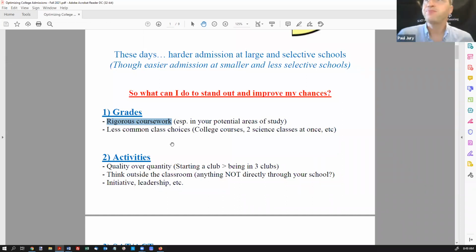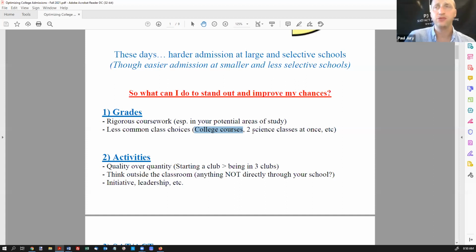Also, consider something that I've seen students using to help them stand out recently, what we could call less common class choices. Obviously, this includes things like actual college classes, taking courses at your local community college, and so forth, but you know, taking things outside of school, beyond the stuff that most of your friends and everybody else is doing.